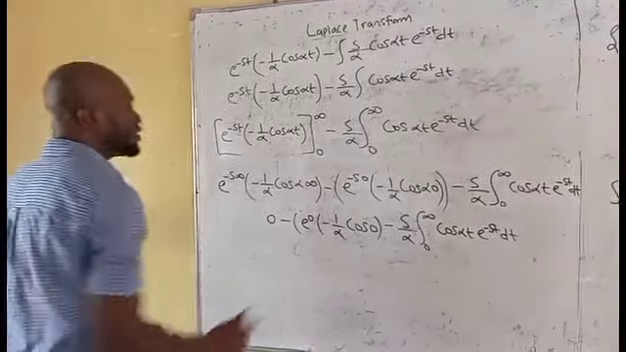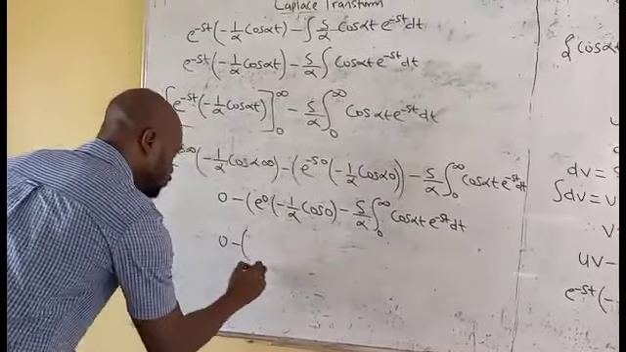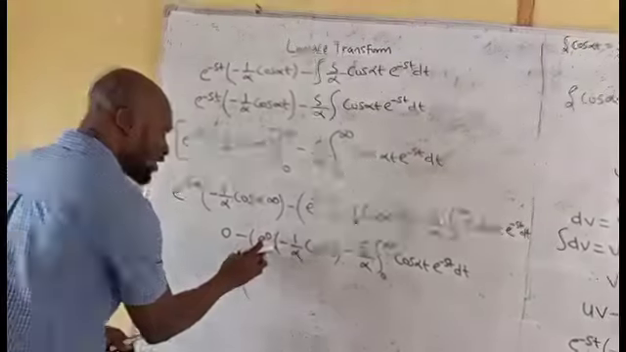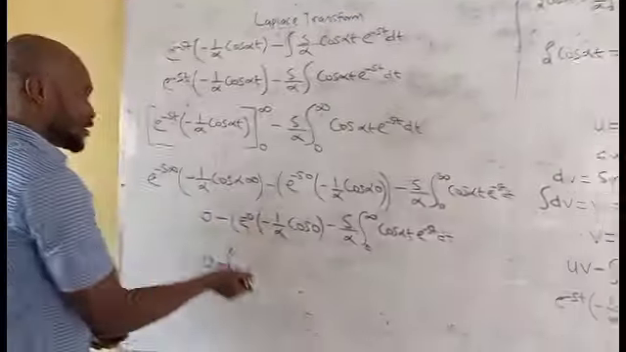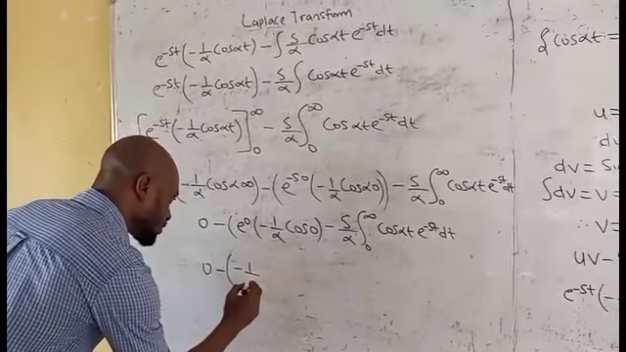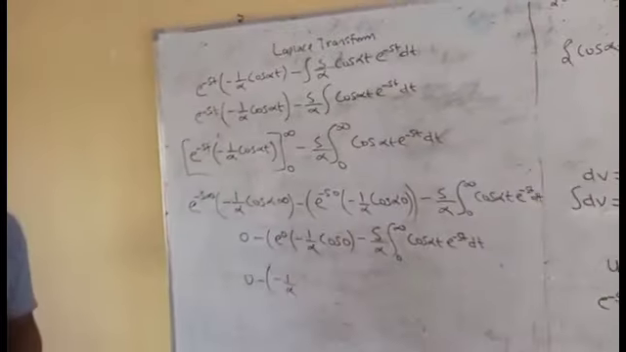So this is my lower limit. I still have my 0 here. This is 0 minus into e raised to the power of 0, which is 1. 1 times minus 1 over alpha will still give you minus 1 over alpha. Are we there? Then cos 0.